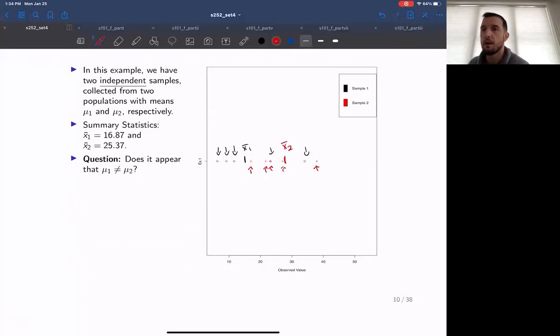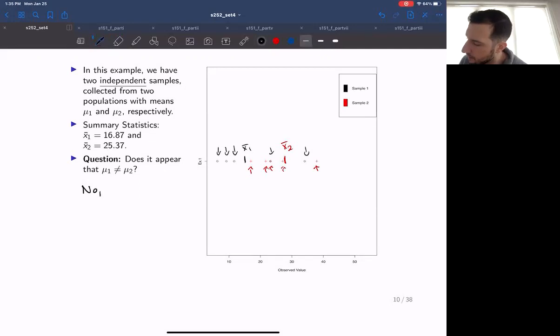Okay. Now the question is, from looking at this plot, does it look like mu1 does not equal mu2? So we've generated samples from populations with 2 different means. So mu1 is probably in the area of about 17, mu2 is in the area of about 25. So these are different values. We visually inspect the data, and we're asked, does it look like mu1 does not equal mu2? Well, I think the answer here has to be no, right?